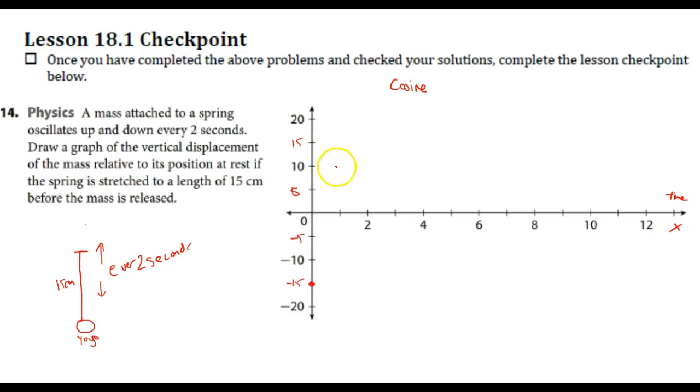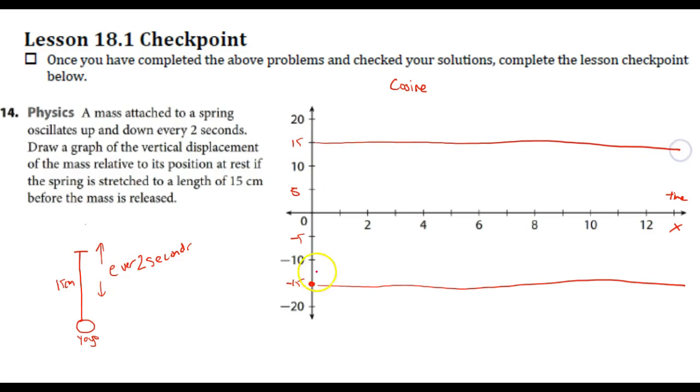Alright, and it's going to go up and then back down. So I'm going to draw my line. This is as low as it gets, -15, and this is as high as it gets. Remember, these just help to kind of keep it within that range. And notice how it's going to go up and then back down every 2 seconds, right? So that means I'm going to put a point here. And since it's every 2 seconds, let's do our multiples of 2, guys.